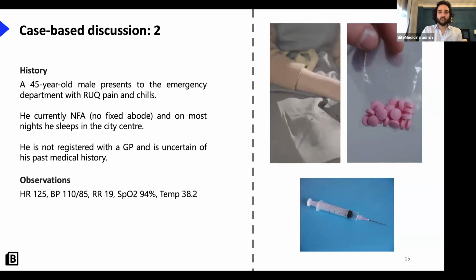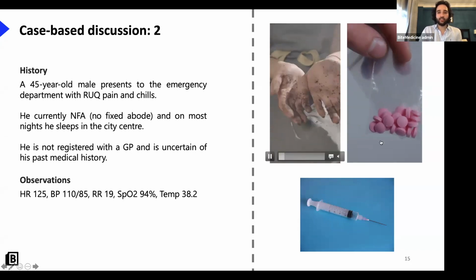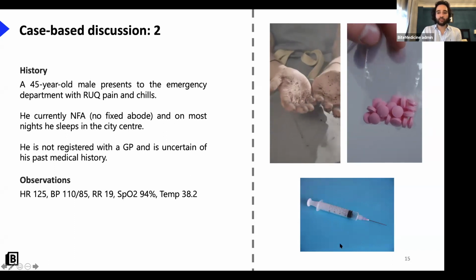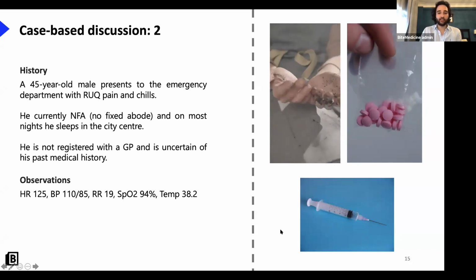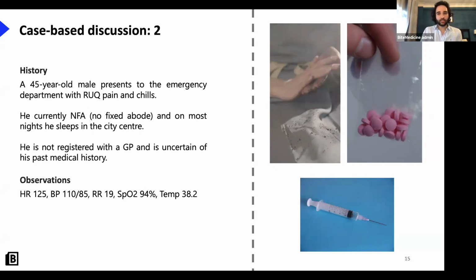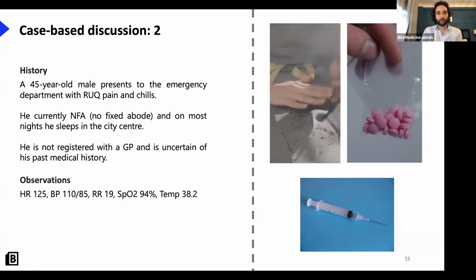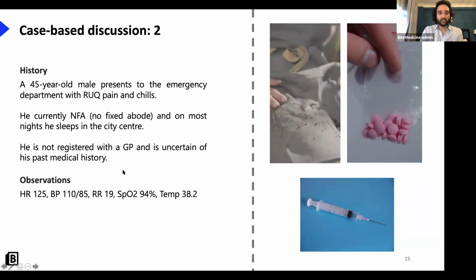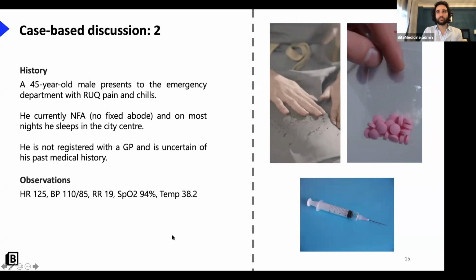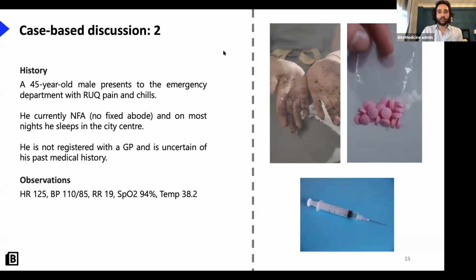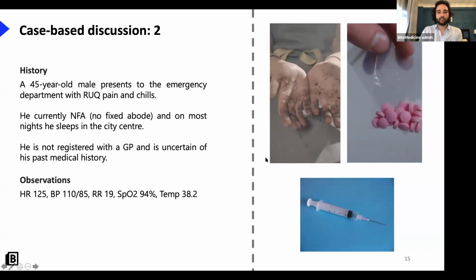As you can see, you look at his hands, they're quite dirty. You open his bag, you see some of these pills, and you also find these needles in his little plastic bag that he's brought with him to A&E as well. So those are a few things that you find. As you can see, his observations here, he's tachycardic and he's pyrexic as well, with a temperature of 38.2.